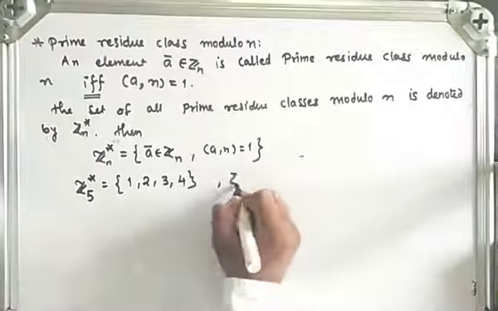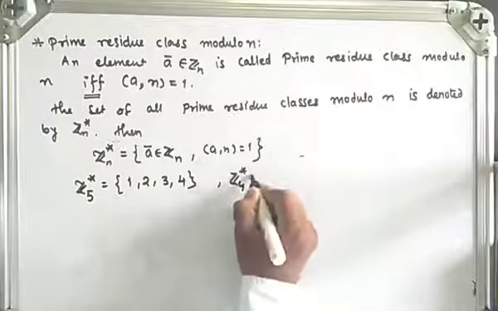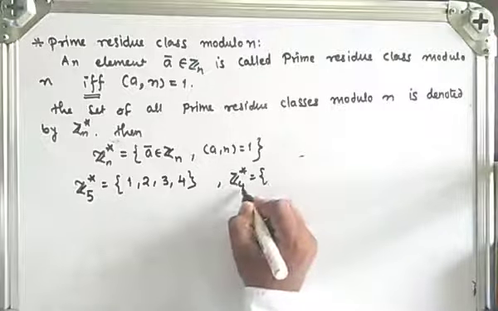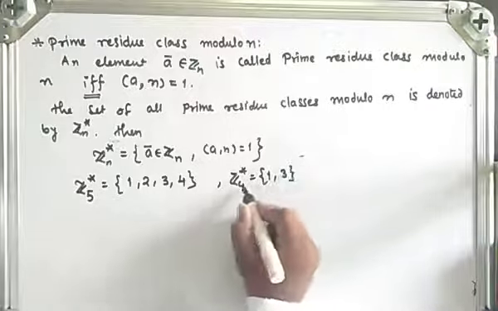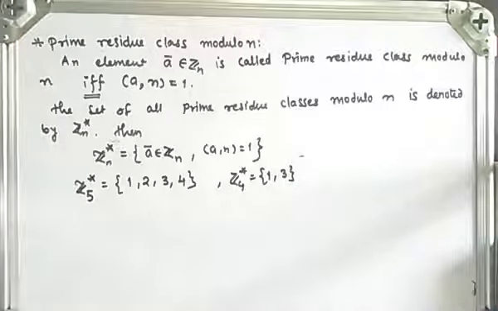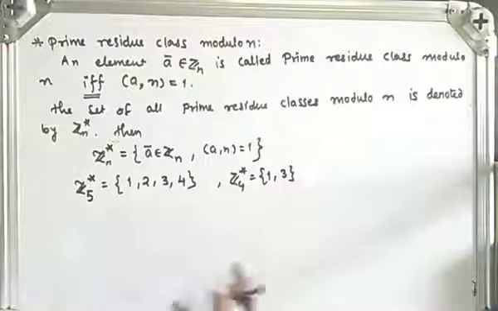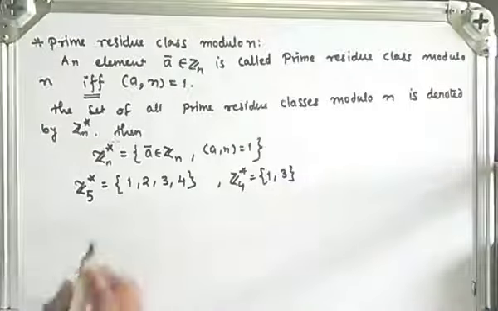If I take Z4 star, then the numbers which are relatively prime to 4 are 1 and 3 only, because 1 and 4 have GCD 1, and 3 and 4 have GCD 1. Right? So let's see the remark.